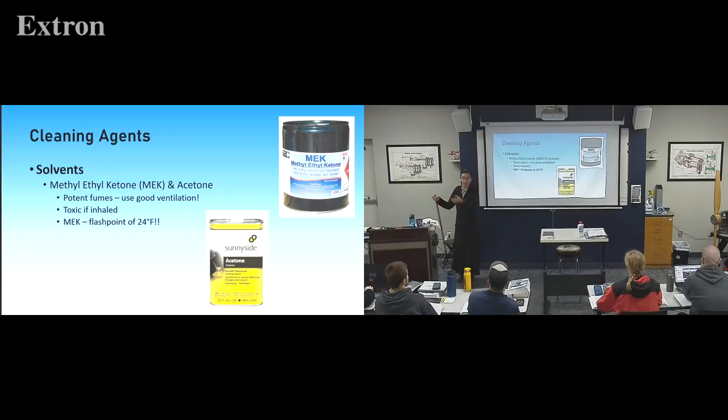Now, can you take engine parts or whatever off the aircraft and take them to a safe, well-ventilated room with a fire extinguisher and use MEK? Absolutely, because it does clean very well. But do not use it on the aircraft. Now, will people do that? Should you?